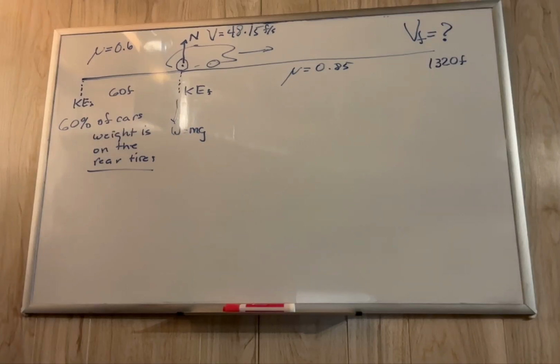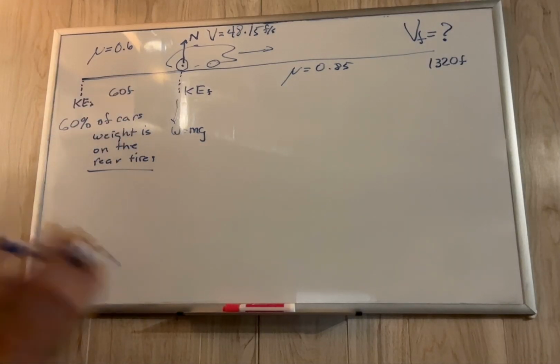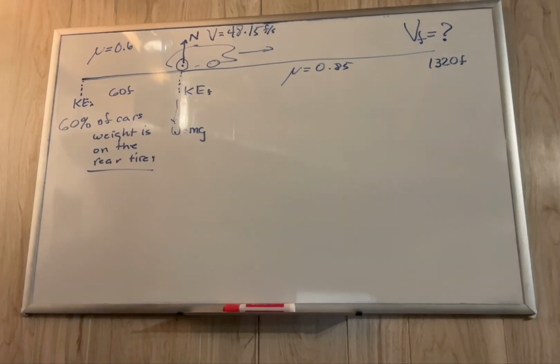Okay, so one thing we have to understand is that 60% of the car's weight is on the rear tires. Your rear tires never have the total weight of the car unless it's being towed. But this car isn't being towed and it's not doing a wheelie, so it's perfectly fine.